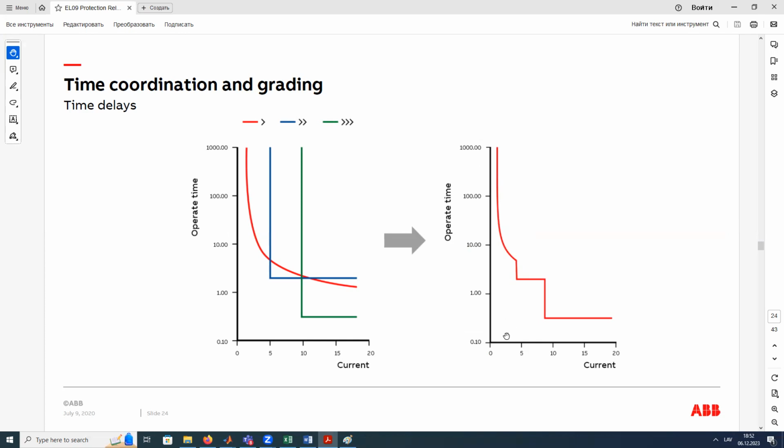Let's find, for example, this red curve. If the current is 15 times higher than the nominal, for example, if I have a circuit breaker of 10 amps, so 15 coefficient means 150 amps, I have this time of disconnection. If I have 5 times the nominal current, so 5 multiplied by 10, 50 amps, I will get this time of disconnection. So the disconnection time depends on the current.